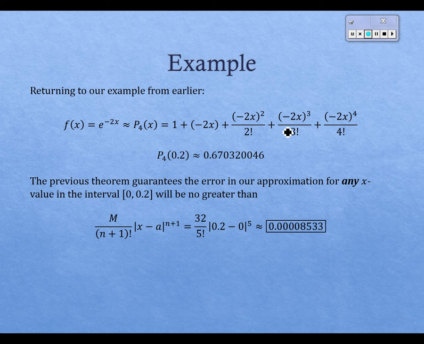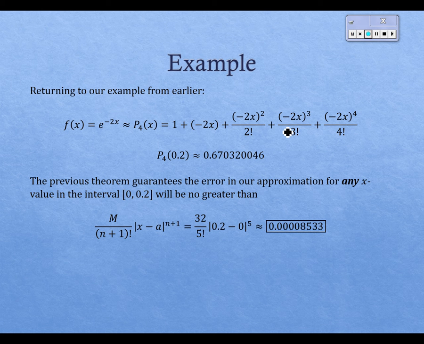Let's make sure we understand where each number came from. Where does the 5 come from? Why 5 factorial? We're using the fourth order Taylor polynomial, and it's n plus 1 everywhere. So this is 5 factorial. This is also an n plus 1, so that's a 5. Where does the 0.2 come from? That's the x value we care about, like x minus a here. And 0 happens to be the center, but if it's something else, then that would be there. And then the only big question I still have is where I got that 32 from. We'll address that in a second.